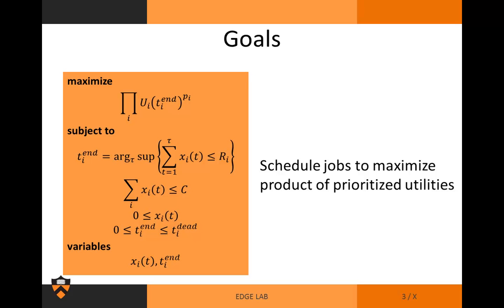To do this, we solve the time-based optimization problem shown on the left. This problem describes the following task. We wish to maximize the product of prioritized utility functions where the utilities are defined as a function of the completion time of each job. The constraints on the problem are the following. The job must receive a minimum amount of resources to complete. The cluster can only assign resources up to its capacity at any given time. Resources allocated at any given time must be non-negative. And finally, the job must complete before its deadline.